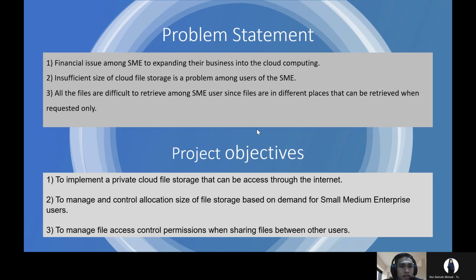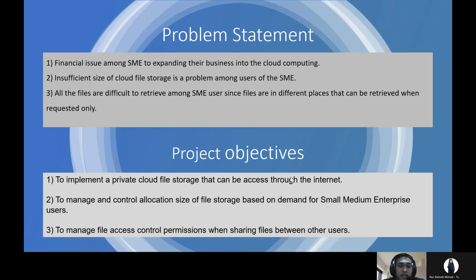The third is that files are difficult to retrieve among SME users since files are in different places and can be retrieved only on request. So the project objective is to implement a private cloud file storage that can be accessed through the internet. This new solution gives SMEs the opportunity to use and manage their own cloud storage, browsed in the web browser and accessed through the internet.